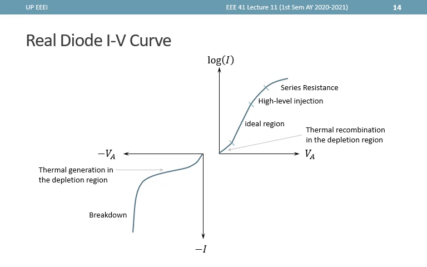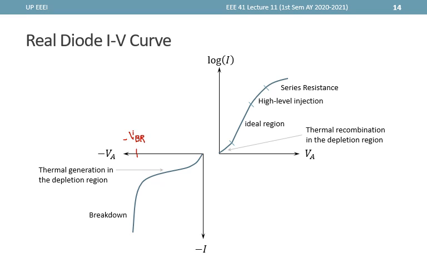Now, adding up all the non-idealities we have discussed so far, in the reverse bias case, instead of actually saturating at I naught, the reverse current increases as we increase the reverse bias voltage because of generation in the depletion region, where carriers are generated and drift across the depletion region, adding to the reverse current, until we reach some applied voltage minus VBR, where the diode enters some breakdown region and the current starts increasing abruptly.